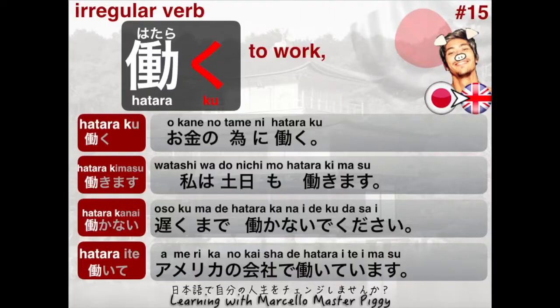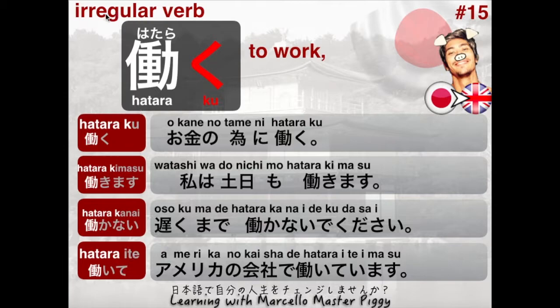Okay guys, today's verb is the verb hataraku. That means to work. Okay, let's have a look at the kanji. Hatara is how we're gonna read this kanji here, and then the ku is the hiragana. So we're gonna be changing ka ki ku ke ko in order to make our four different forms.